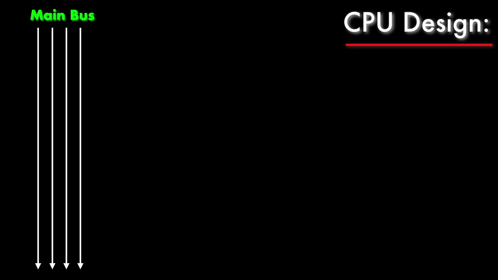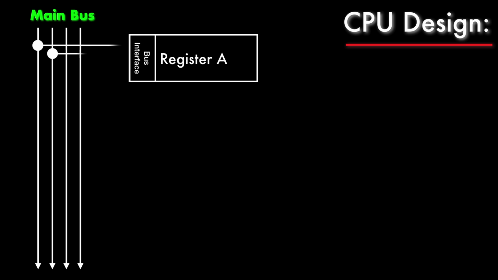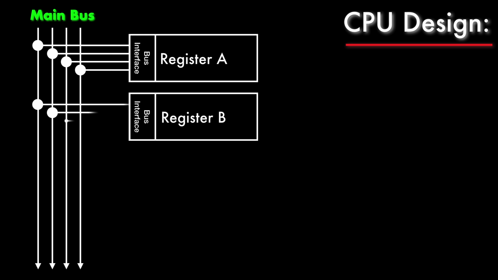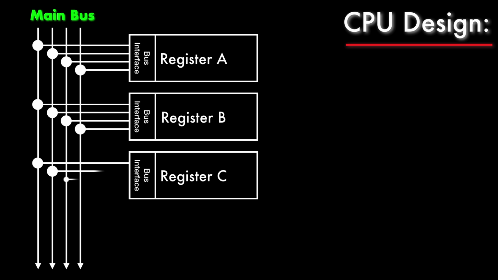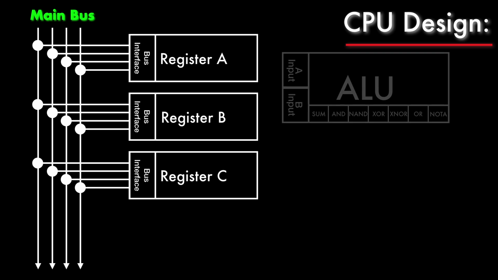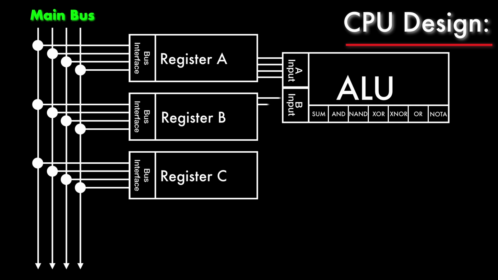The main bus is 16 bits wide, but I'm going to represent it here with four lines to keep the diagrams manageable. Each of the three 16-bit registers is connected to the main bus via its bus interface. To keep the CPU design simple, I decided that the A and B registers would be wired directly into the A and B inputs of the ALU. A more sophisticated design might use multiplexers here to allow different registers to be routed to different places. But I wanted to keep my design as simple as possible.